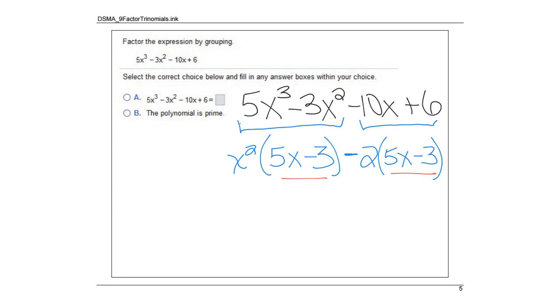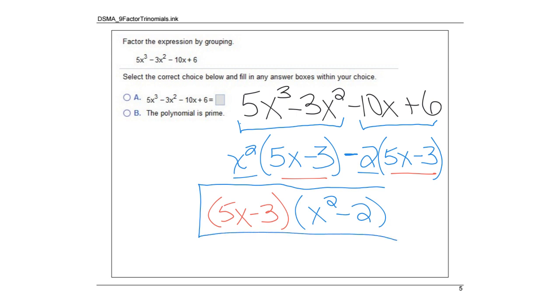I have 2 binomials that are the same. So I'm going to pull those to the front because that's the greatest common factor to both of those. And then what's left is the x squared minus 2. Again, if you want to write that in the other way, go right ahead. x squared minus 2 times 5x minus 3 will work as well.